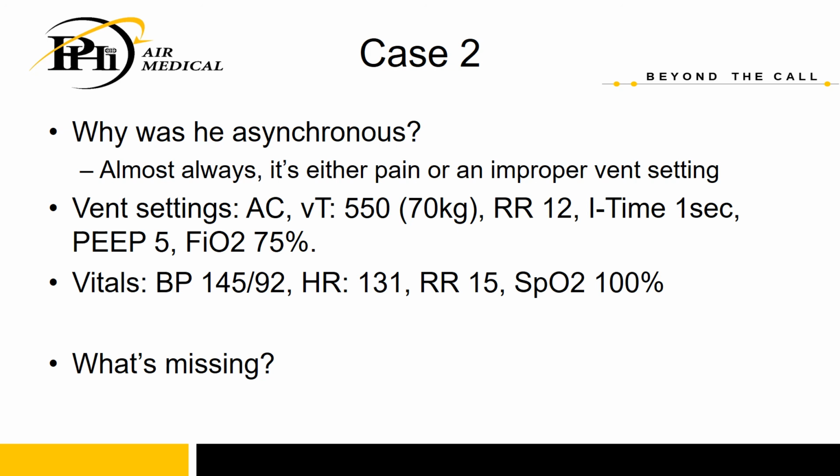Something that hopefully should be blaringly obvious to you guys is that he is missing end-tidal CO2 in his vital signs. So if you add end-tidal CO2 to this patient, we see that it comes back at 56 millimeters of mercury. So what do we need to change immediately in order to make this patient more comfortable on the ventilator?